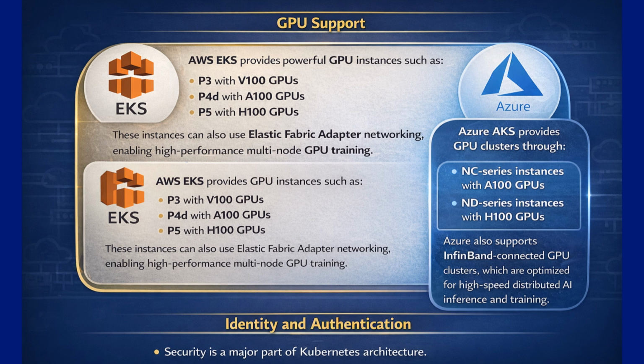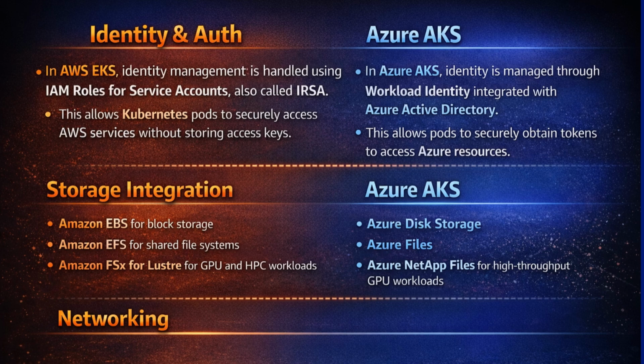Identity and authentication. Security is a major part of Kubernetes architecture. In AWS EKS, identity management is handled using IAM roles for service accounts, also called IRSA. This allows Kubernetes pods to securely access AWS services without storing access keys. In Azure AKS, identity is managed through workload identity integrated with Azure Active Directory. This allows pods to securely obtain tokens to access Azure resources.